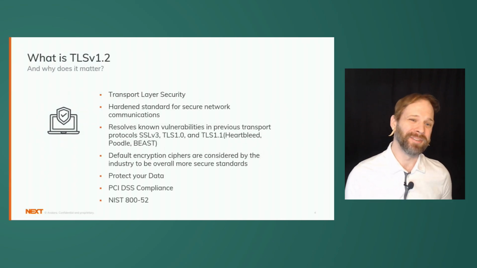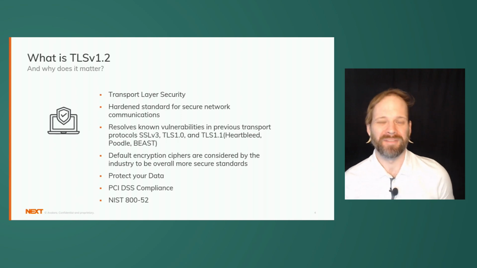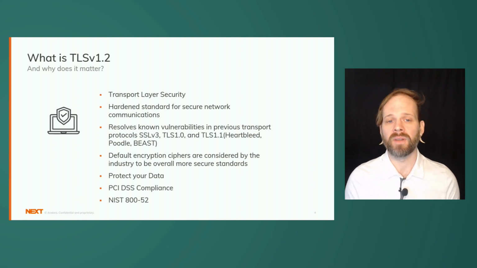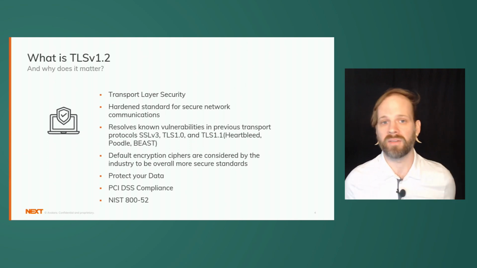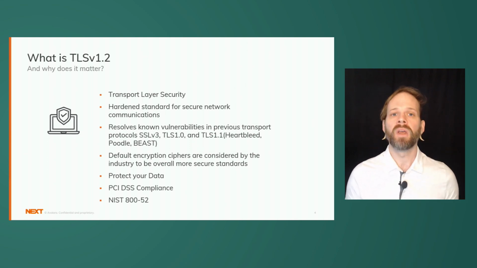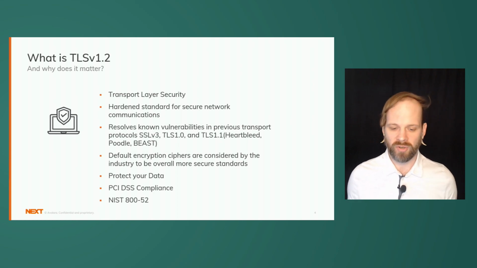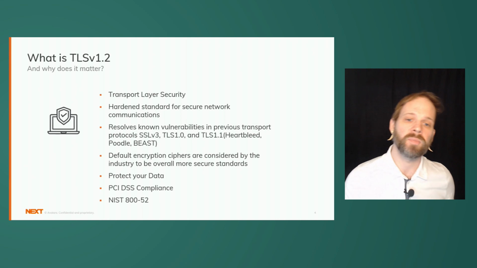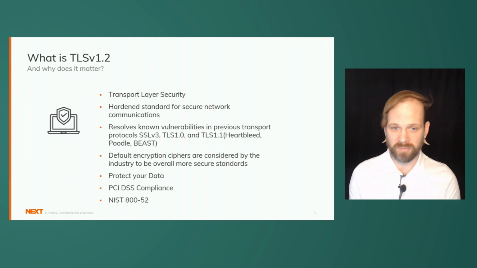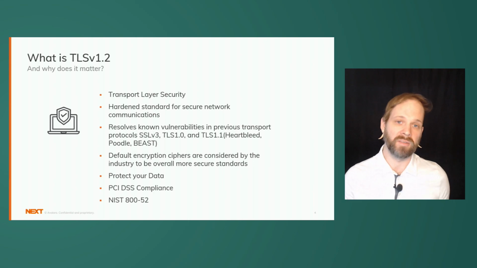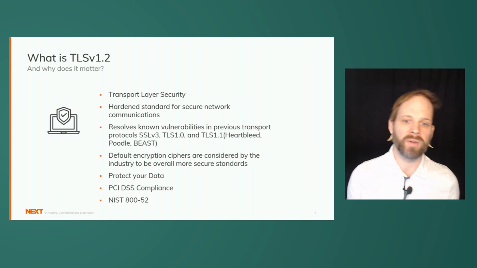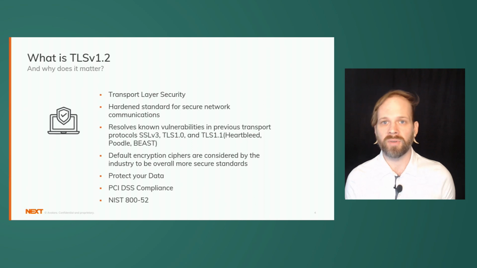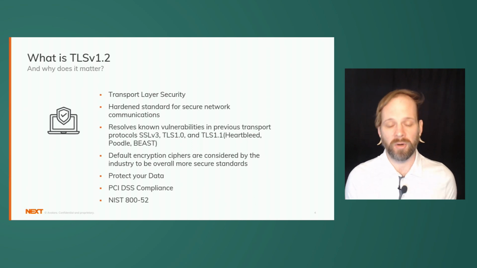What is TLS version 1.2 and why does it matter? You've heard me say that before. So first of all, it's Transport Layer Security, and it is the hardened standard for secure network communications. This is what all secure enterprises and government organizations use to ensure that their data remains secure and encrypted while traversing the internet. So the 1.2 matters because it resolves known vulnerabilities in previous transport protocols, whether it's SSL v2 or v3, whether it's TLS 1.0 and 1.1. There's a number of vulnerabilities over the years. So you've got Heartbleed and Poodle and Beast. These are all things that have made the headlines.